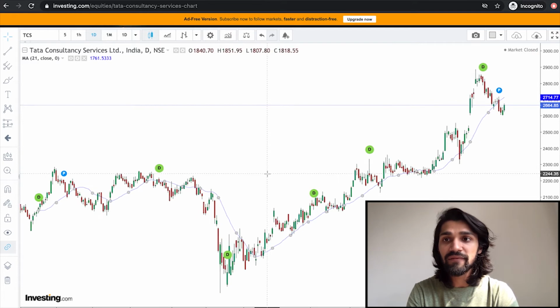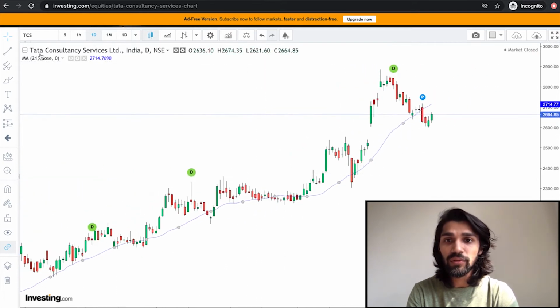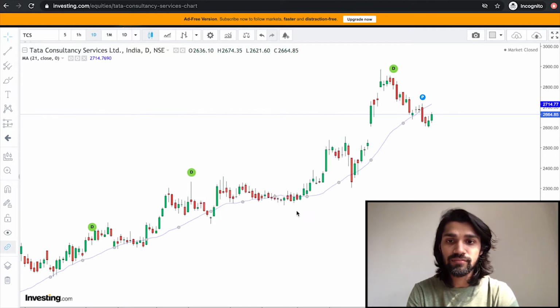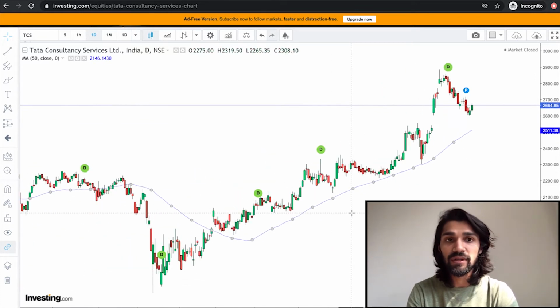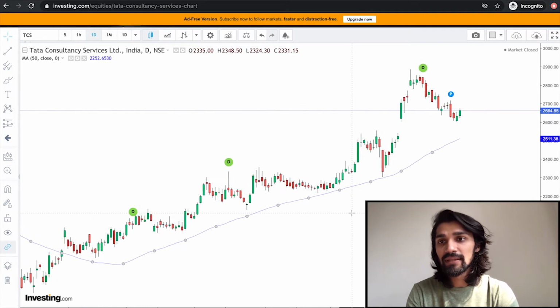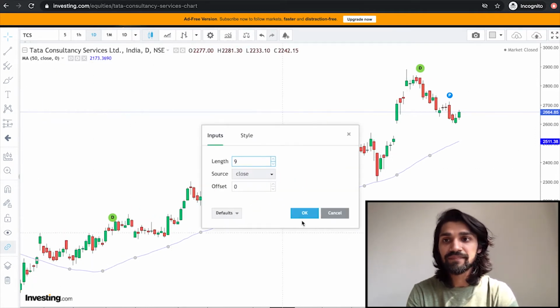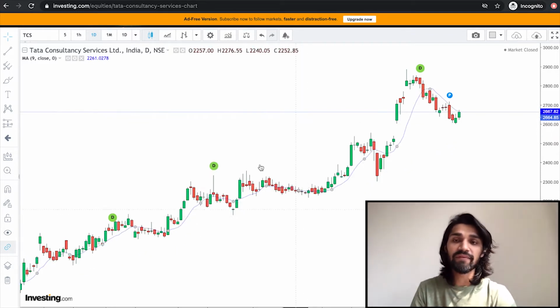And if you want to trade for a longer duration, you can choose the 50 MA. So if you're planning to hold it for the long term, right? So let's just get back to the default, right? So this was moving average.